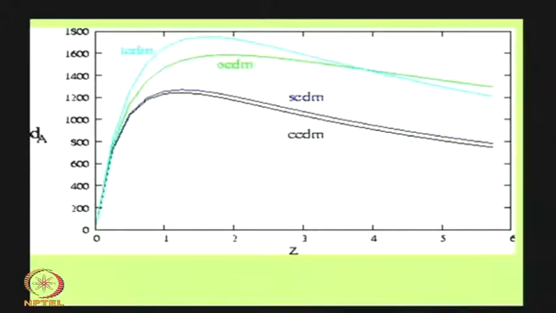So, you see that for all the models it has a maximum somewhere between redshift 1 and 2 and then it falls off. And again you see that the angular diameter distance in this redshift range between 0 to 6, LCDM is much larger than all of them. Okay, LCDM and OCDM are actually quite close nearby, whereas the ones which have significant amounts of matter, where omega matter is close to 1, the distances are considerably smaller.